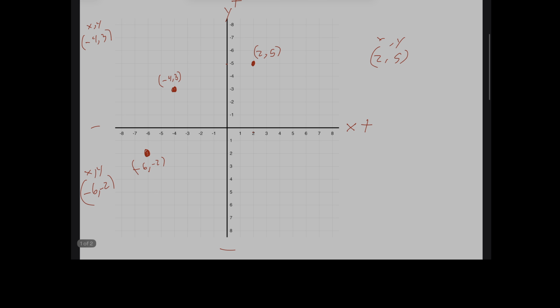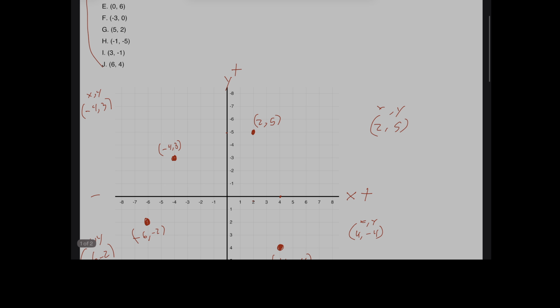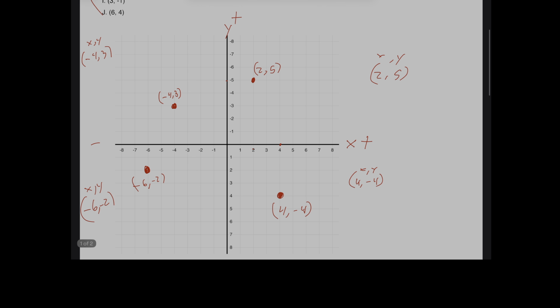We're going to find 4 and -4. Okay, so on 4, comma -4, my X is going to be 4, which is right here. And -4 is going to be my Y, which is down here. And that is 4, comma -4. All right, going on, we have 0, 6.